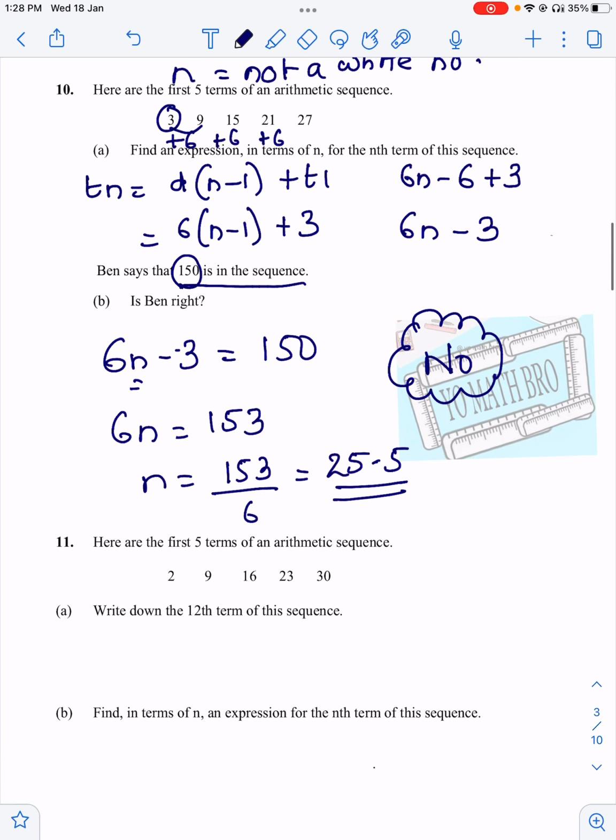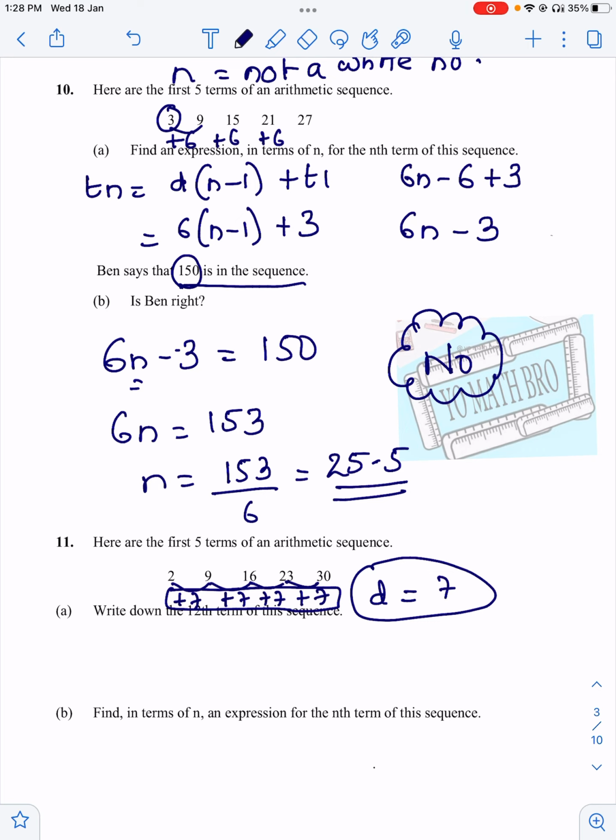If I continue with this sequence, 3, 6, 9, 15, 23, 26, 27, 33, 39, you will not get 150. That's the meaning. Next, plus 7. The difference is plus 7, plus 7, plus 7. Why is it called a linear sequence? Because in the first row of differences, you get the same answer. The difference is 7. That is why it is called a linear sequence.